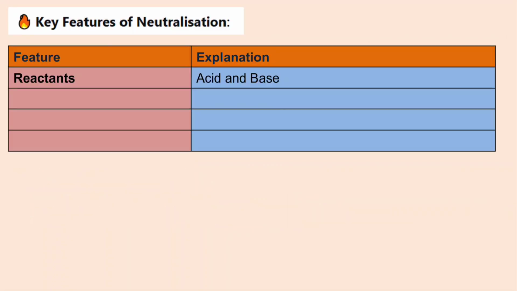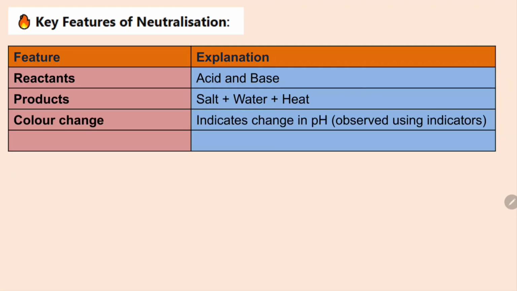So what is the key feature of neutralization? What were the reactants? They were the acid and base, isn't it? The product, what do we get? Salt plus water plus heat. And after that, the color change indicates the change in pH observed using indicators, that is, the blue litmus solution. And the nature of the reaction was exothermic, that means it gives off heat. So this is our result.